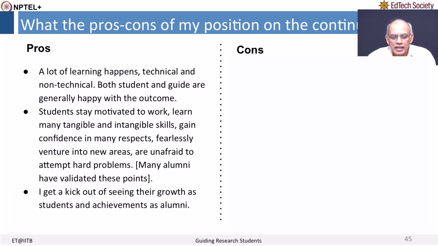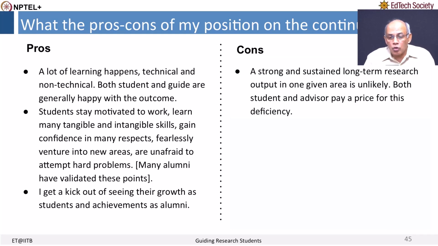And personally, I get a kick out of seeing their growth as students and their achievements as alumni. So this to me is a personal and important pro. Now if we come to look at the cons, a strong and sustained long-term research output in one given area is unlikely. Because with each student you are working on a different area which is focused on the student's interest. So in this case, both the advisor and student pay a price for this, because the advisor is not very well known in that particular student's area.